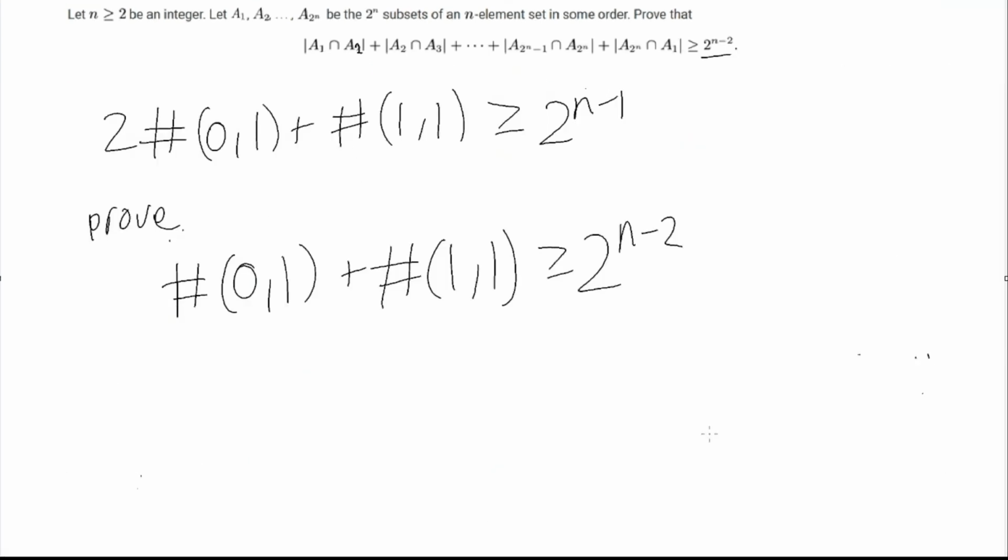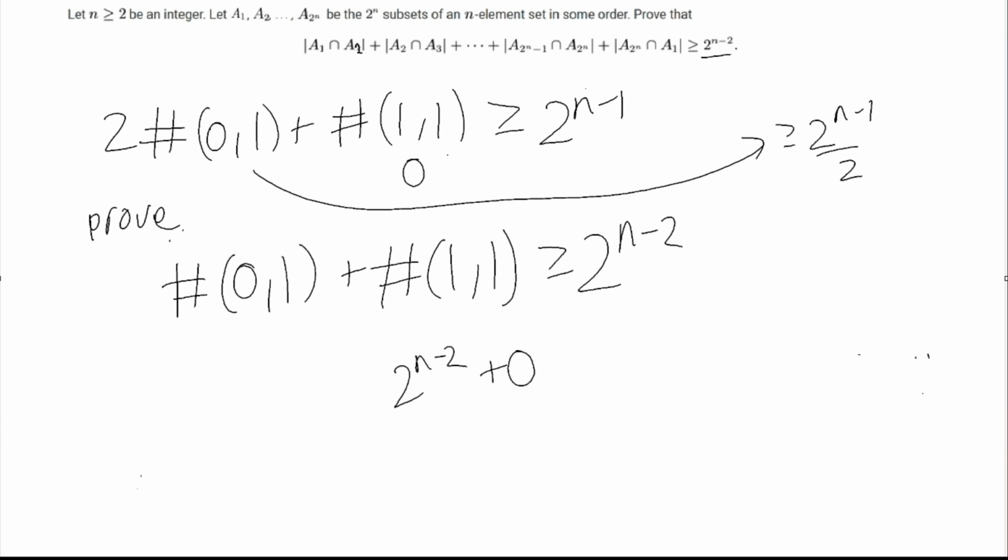So let's think about what the worst case scenario in this equation could be. What if this one here is equal to 0, just like it was on our circle, which you can look at earlier in the video? Then this one here we know is greater than or equal to 2 to the n minus 1 over 2, which is just 2 to the n minus 2. And therefore it's 2 to the n minus 2 plus 0, and that's 2 to the n minus 2.